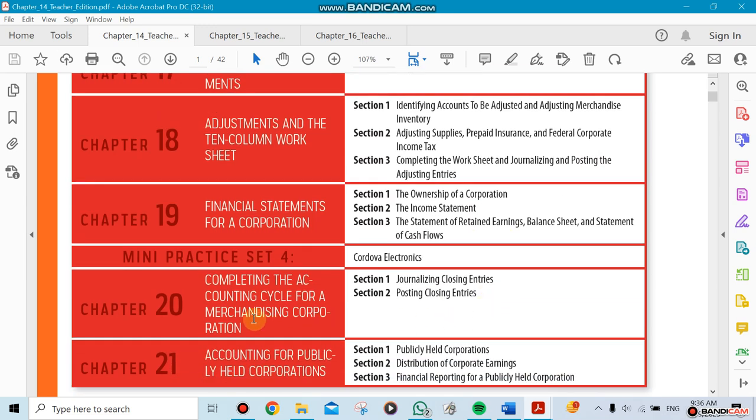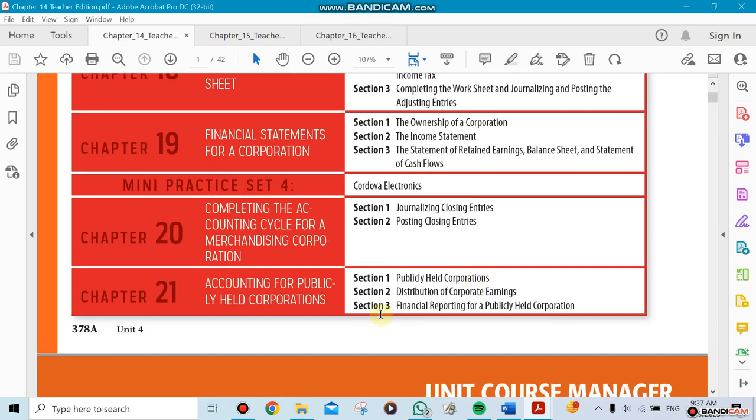The last two chapters are 20 and 21: journalizing the closing entries and posting them, and then accounting for a publicly held corporation. That's where stocks get involved. This is something heavier, so we'll talk about it when we get to it. So in general, that's what Unit 4 is.